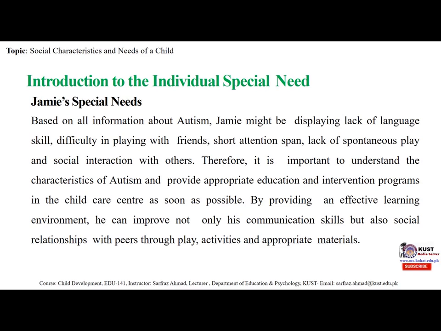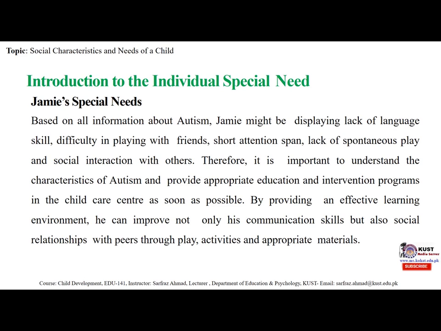Now, Jamie's special needs. Based on all the information about autism, Jamie might be displaying lack of language skills, difficulty in playing with friends, short attention span, lack of spontaneous play, and lack of social interaction with others. Therefore, it is important to understand the characteristics of autism and provide appropriate education and intervention programs in the child care center as soon as possible.